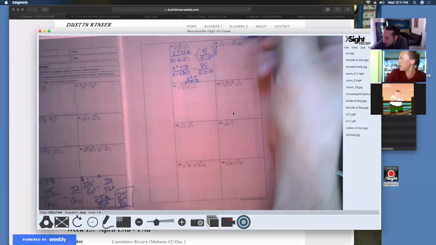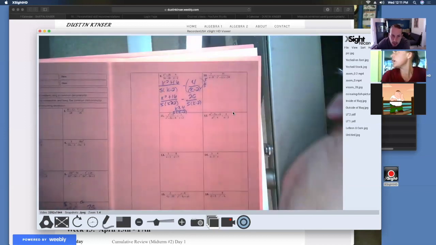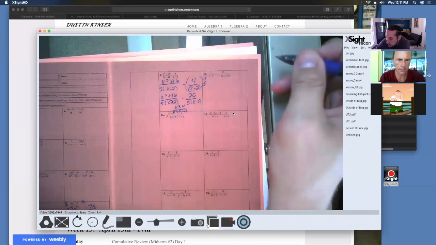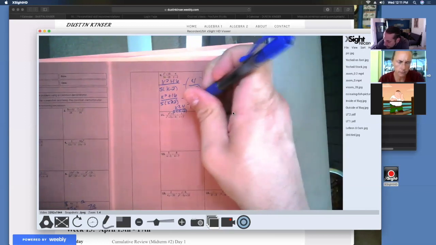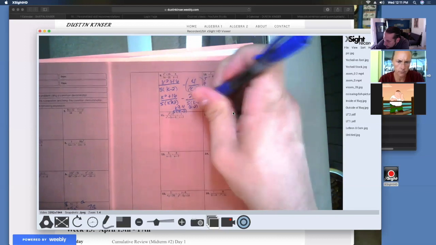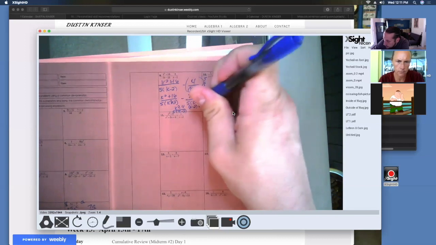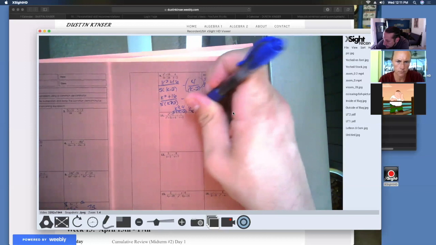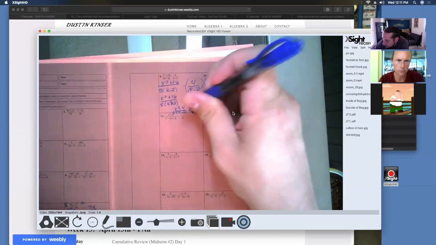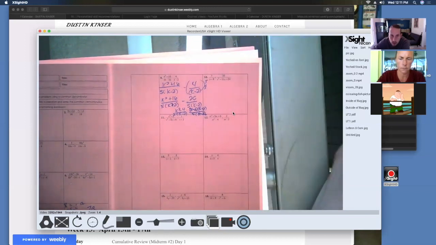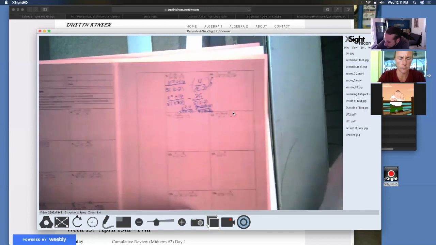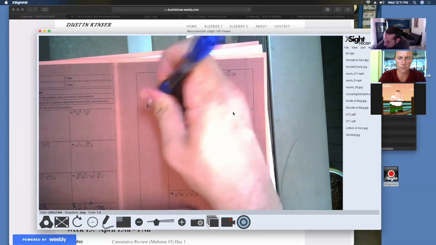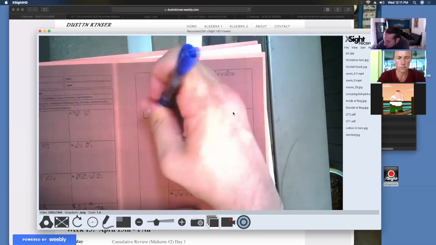Now, the problem with this one is it's not simplified all the way yet, because k squared minus 4 is a difference of squares. So I can make that k minus 2 times k plus 2, over 5 times k minus 2. You can see my k minus 2s will cancel out. So my final answer is going to be k plus 2 over 5.